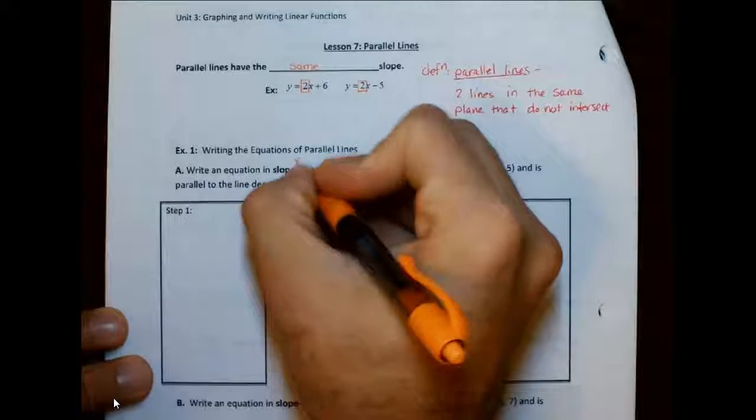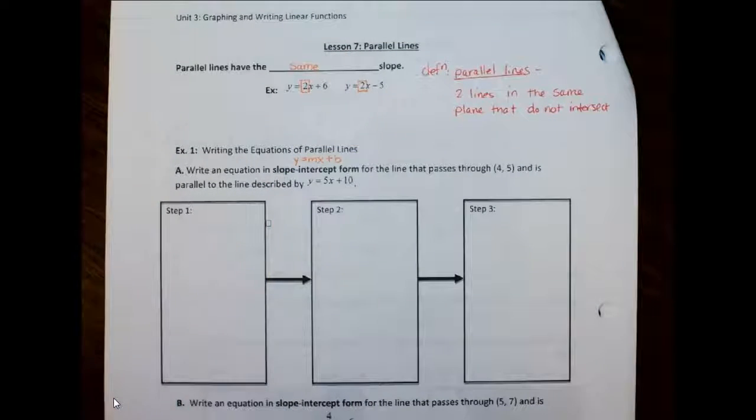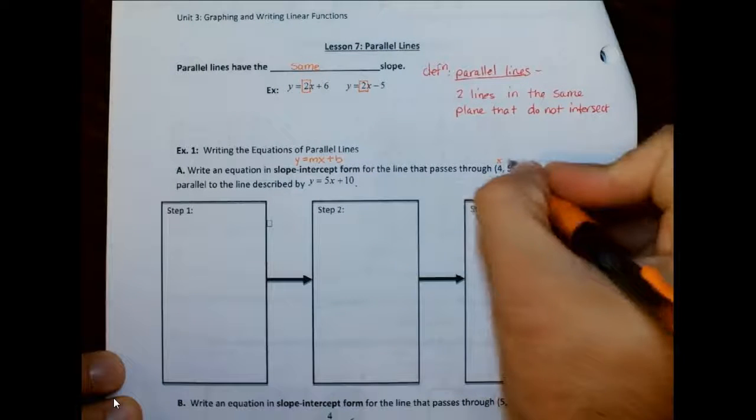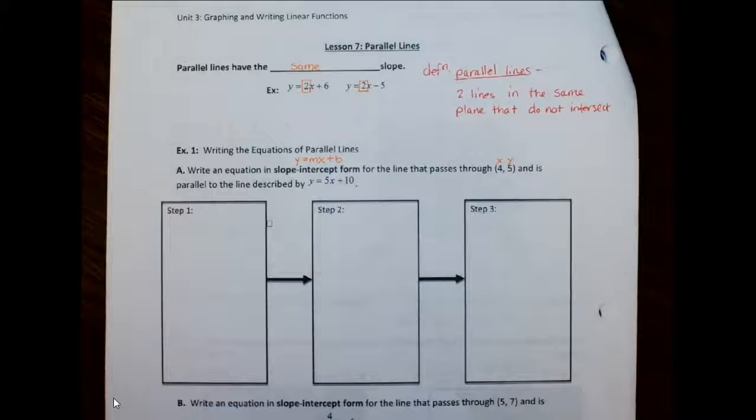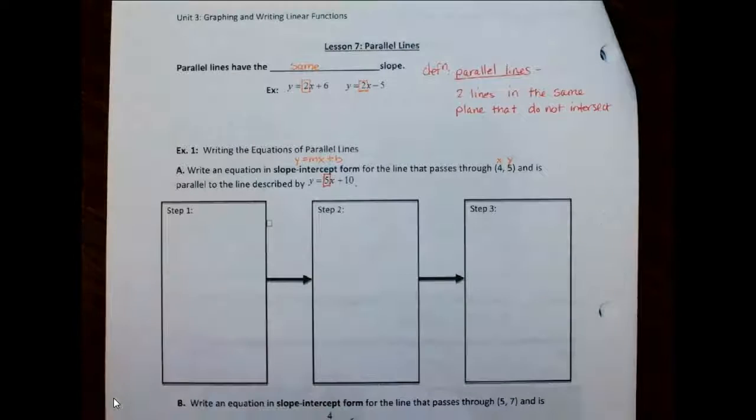Okay. So example number 1, it says write an equation in slope-intercept form. Remember, slope-intercept form is y equals mx plus b for a line that passes through (4, 5). So they're giving you an x value and a y value, and is parallel to the line described by y equals 5x plus 10. Now, the only thing that you care about in the given line is the coefficient in front of x, which is your slope.